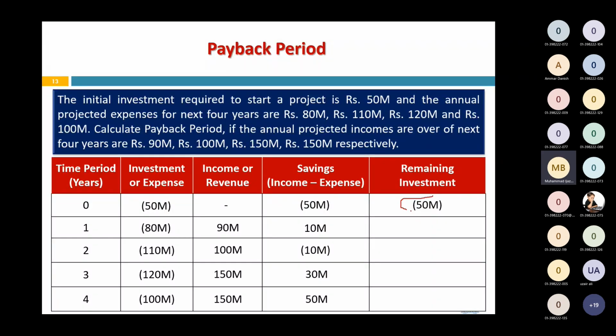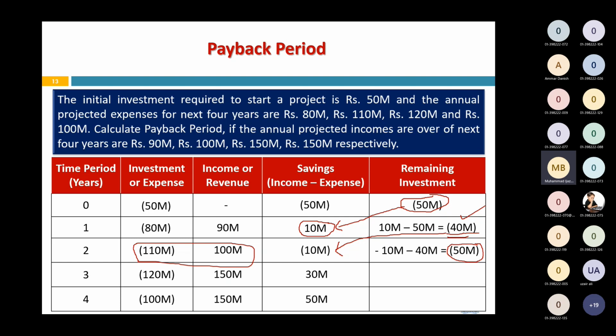So now let me calculate this thing here. I will invest 50 million in the project. Out of this 50 million, I will be able to recover 10 million here. And now the remaining investment is 40 million. This is the amount that I have to recover from the business yet. However, in the next year, unfortunately, I was not able to make any saving. In fact, I had to invest another 10 million in the business. So that means now the amount that I still have to recover from the business has again gone back to 50 million. Correct?